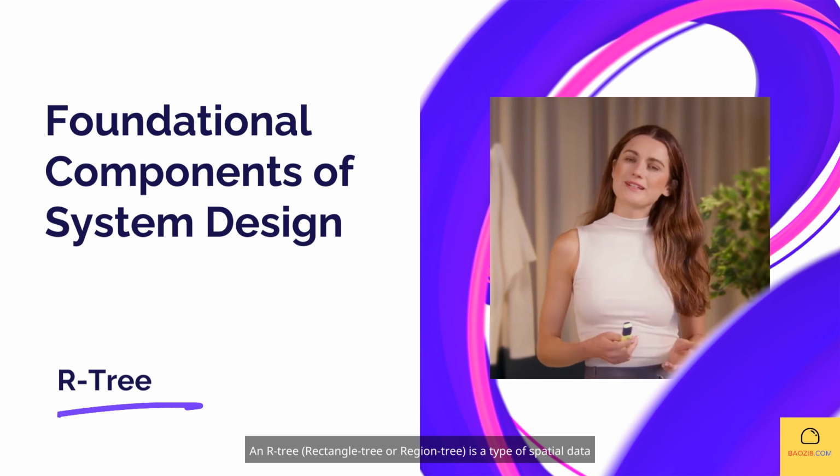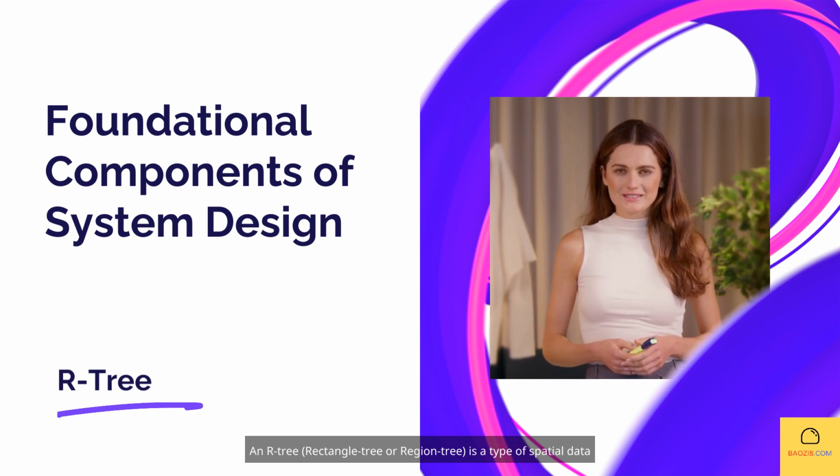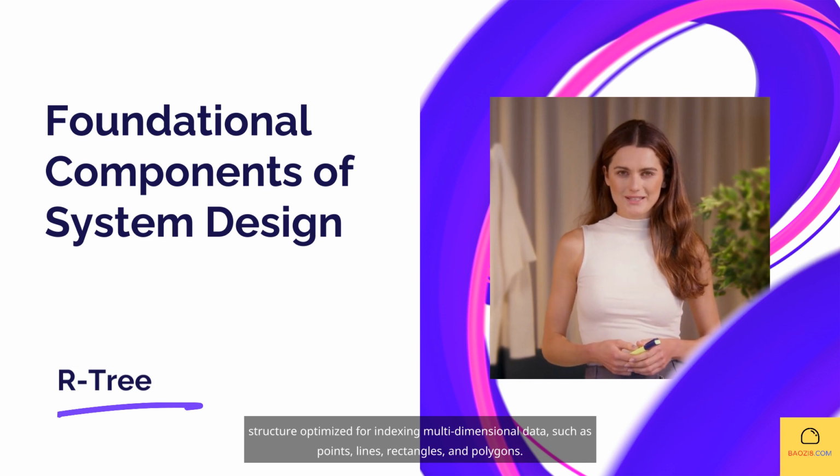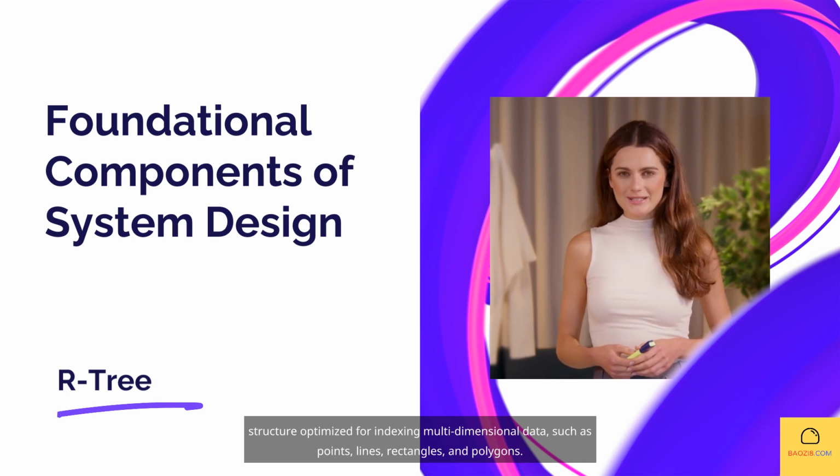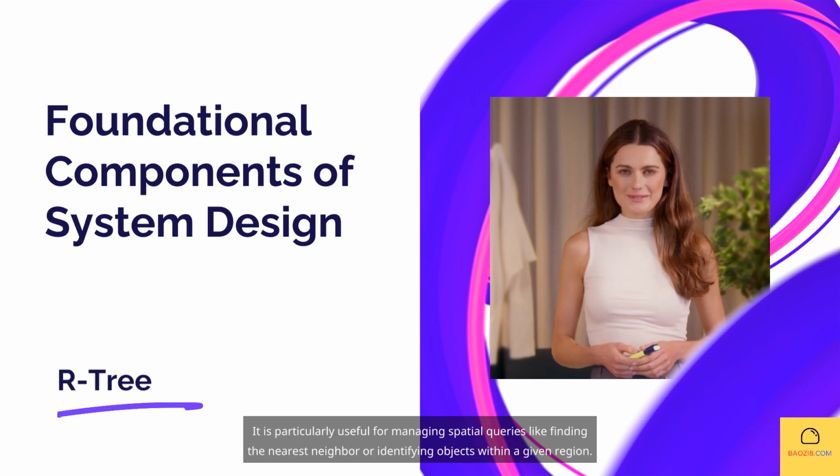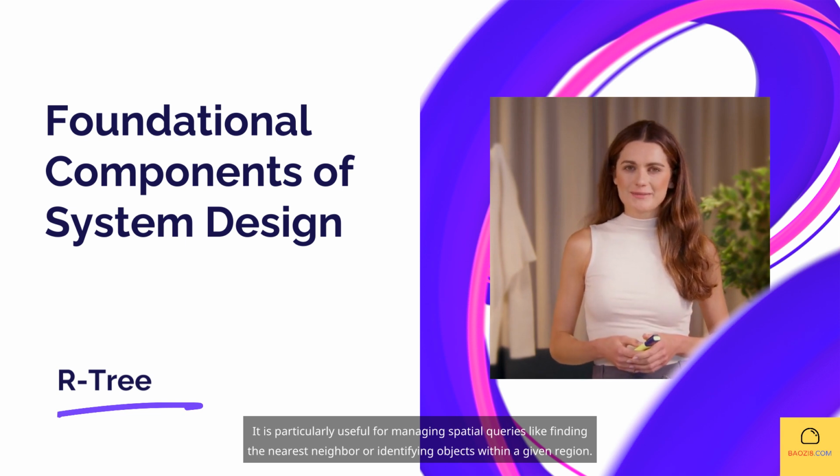An R tree, rectangle tree, or region tree is a type of spatial data structure optimized for indexing multidimensional data, such as points, lines, rectangles, and polygons. It is particularly useful for managing spatial queries like finding the nearest neighbor or identifying objects within a given region.